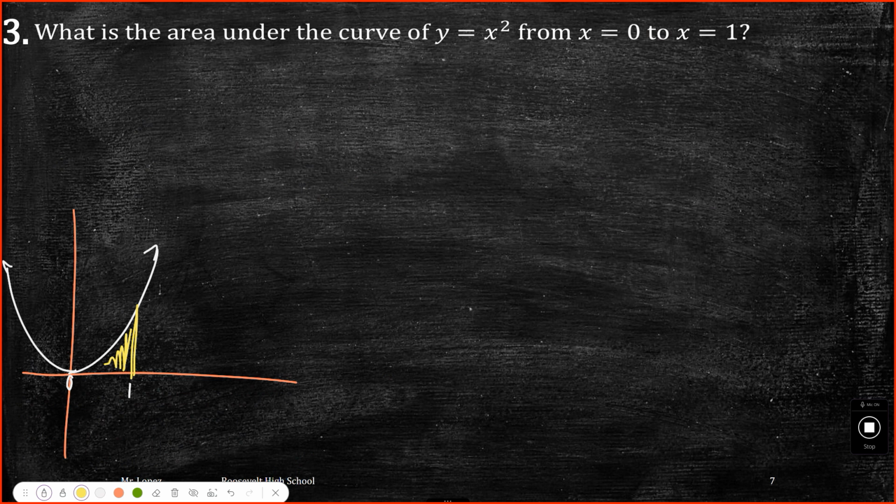Well, now we can just do it by doing the integral of it. And so we're just going to find what's the integral, what is the area? So area will equal the integral from 0 to 1 of x squared dx.